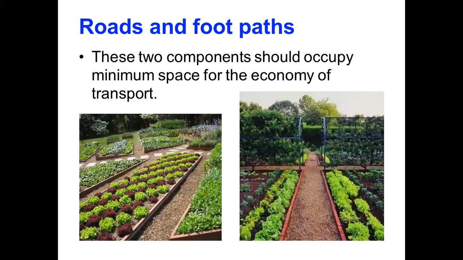Then the other thing that should be there are roads. Where do you pass if you are going to weed, or apply fertilizer, or to spray, and maybe you are pushing a wheelbarrow, or you have been harvesting your vegetables? Where do you pass? So there is a need to have roads and footpaths within that garden. These should occupy minimum space for the economy of transport.